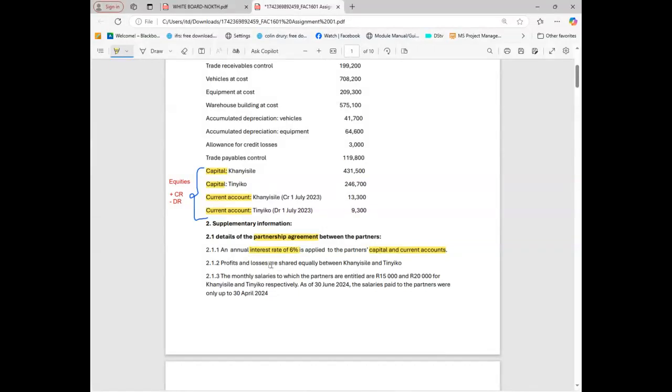And then they also told us how they share profit. They share profit equally. So in other words, half. If we've got 100 rands, you take 50 rands, I take 50 rands.